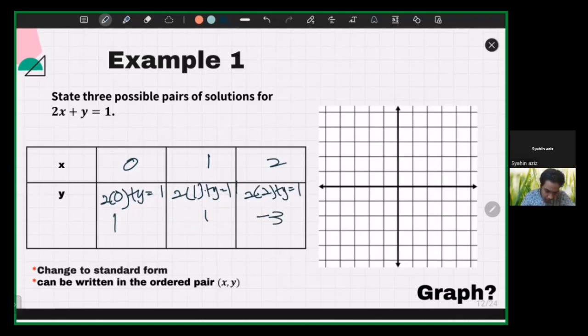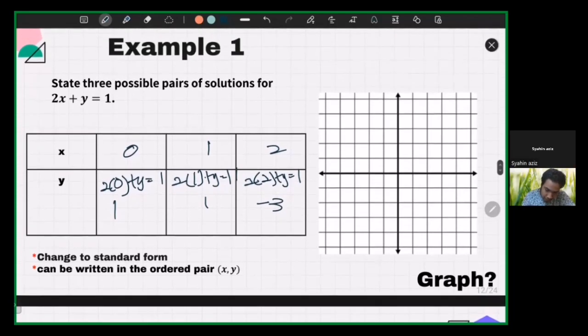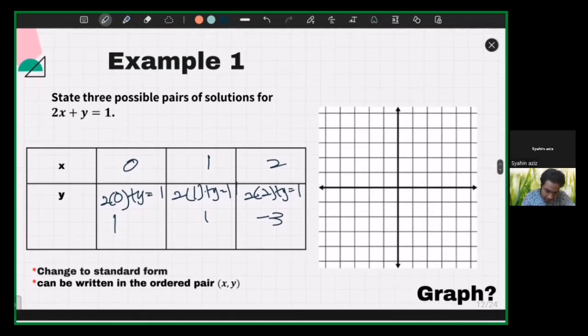It can be written in order of pairs like this, x, y. So 0, 1, 1, negative 1.